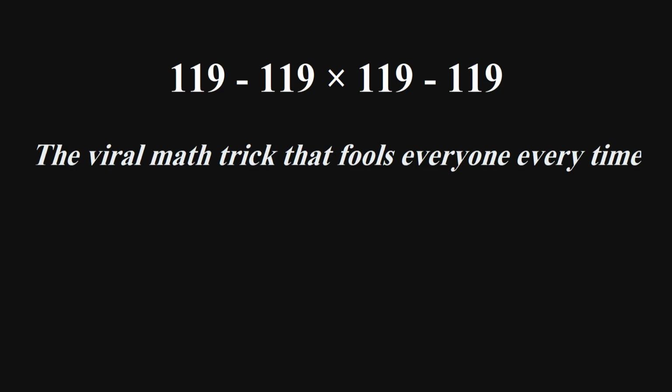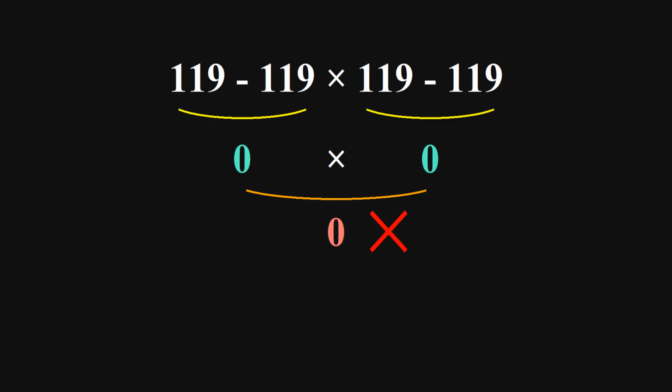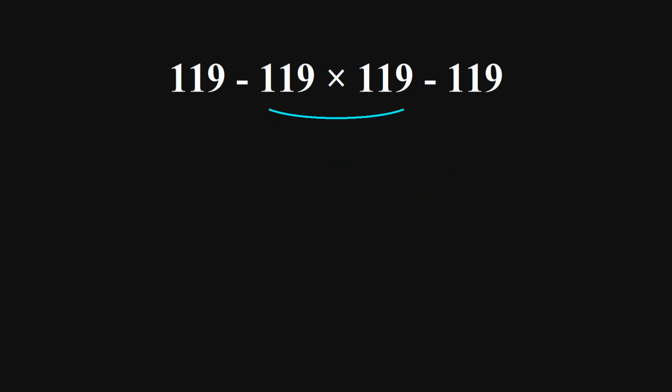In this behind the scenes vlog, 119 minus 119, which equals 0, times 119, minus 119 equals 0. Now we have this problem, 0 times 0, which equals 0. But this answer is not correct, because according to the order of operations we must do the multiplication and division, then do adding and subtraction. So first we do this multiplication, then this subtraction, and at last this subtraction.